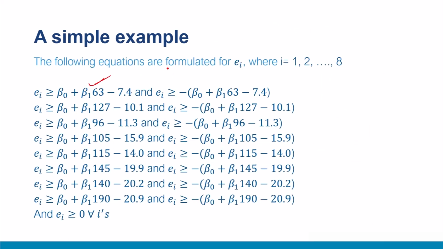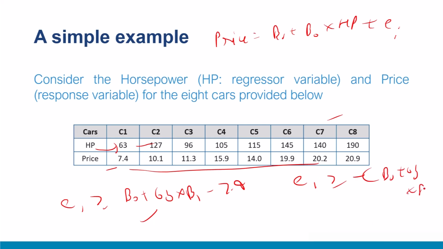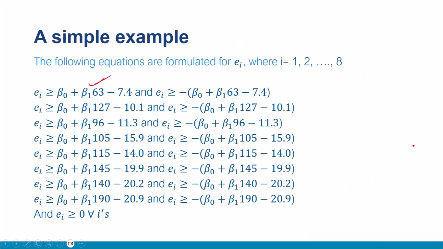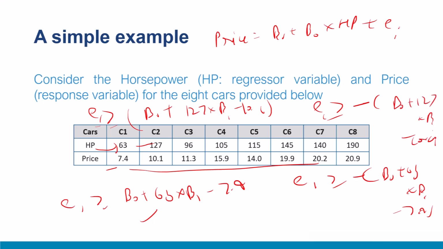For example, let's look at this first expression. For that, you have beta naught plus 63 into beta 1 minus 7.4 as the positive error. So the error should be greater than this. And at the same time, the error should also be greater than or equal to minus of this, beta naught plus 63 into beta 1 minus 7.4, which is nothing but this expression. Similarly, for the second expression, we can have beta naught plus 127 into beta 1 minus 10.1. EI should be greater than this, and also EI should be greater than or equal to minus of this, which is beta naught plus 127 into beta 1 minus 10.1.